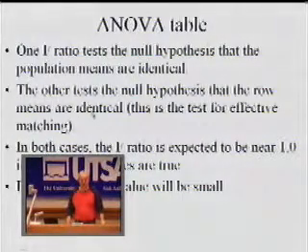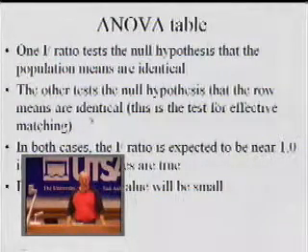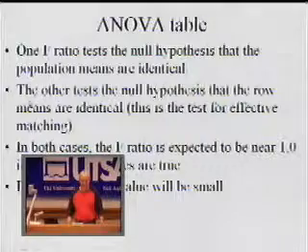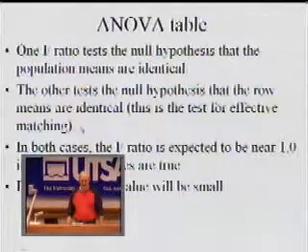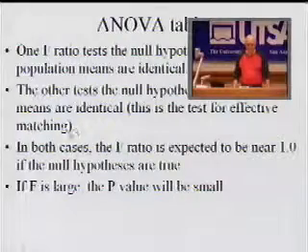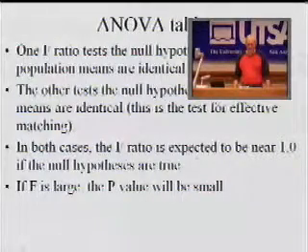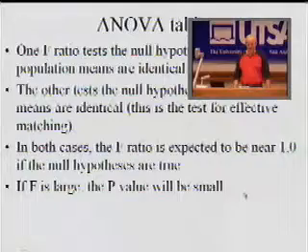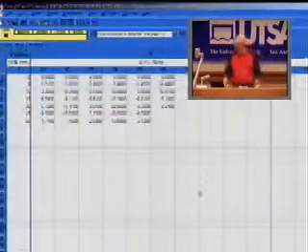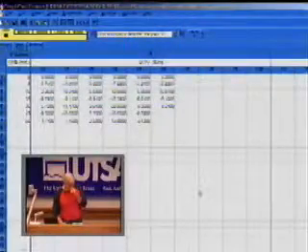So if the calculated F ratio is greater than the critical, then we reject the null hypothesis. The other tests the null hypothesis that the row means are identical, and this is the test for effective matching. So in both cases, the F ratio is expected to be near zero if the null hypotheses are true. If the F is large, the p-value will be small, which is consistent with everything we've discussed so far.